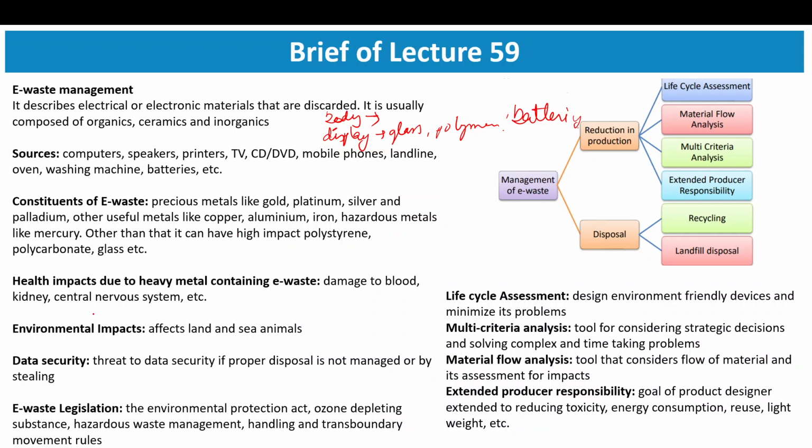Now, health impacts. If we dispose of it randomly, there are health impacts due to certain hazardous components, including heavy metals, which could damage the blood, kidney, central nervous system, etc. If we talk about the environmental impacts, it affects land and sea animals. Further, another disadvantage of disposing of electronic waste casually is data security as well.